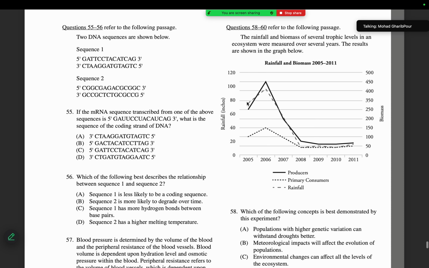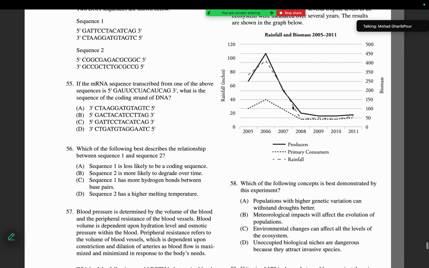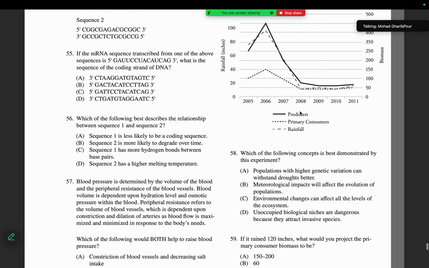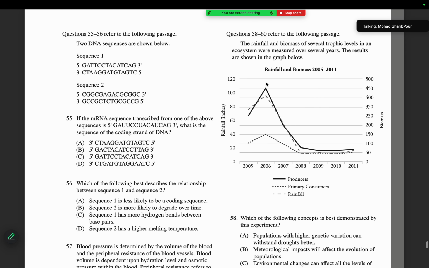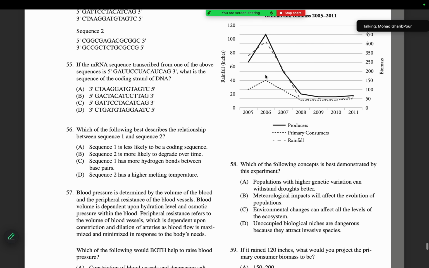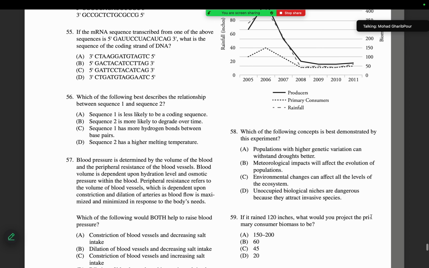The answer would be yes, because as rainfall increases, we see an increase in producer population, and as rainfall decreases, we see exactly a drop of producers as well. Literally the same as the rainfall amounts. So what this is saying is that if we increase rainfall a bit higher than this, what do you think would happen to the primary consumer biomass?